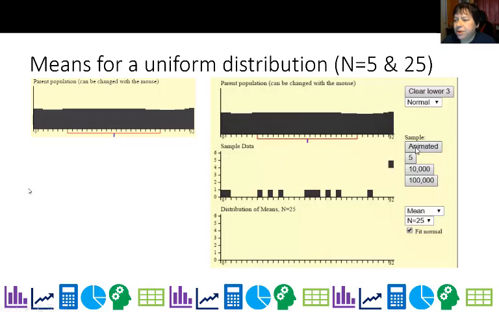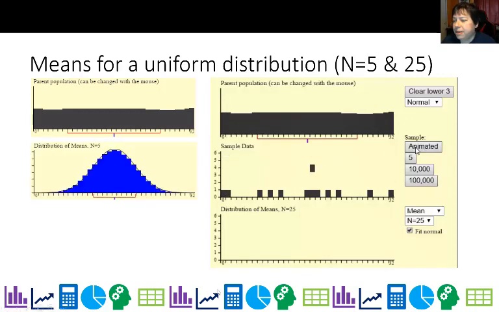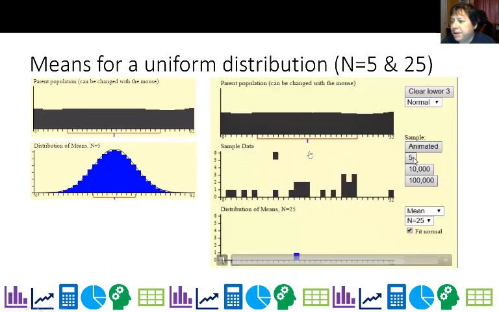So over here, this is the graph of samples of size 5. And now we'll do samples of size 25. And then I'll go ahead and take another. And you can see already this average right here is very close to the mean of the population.